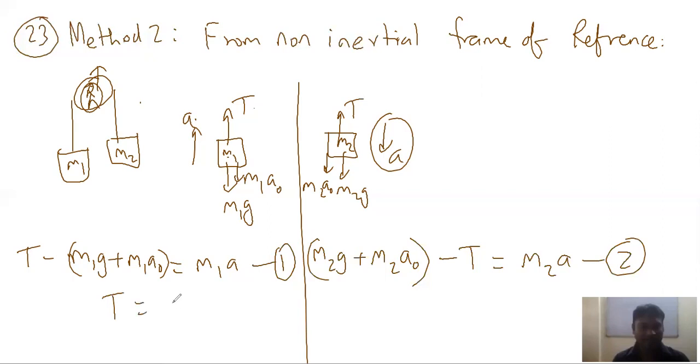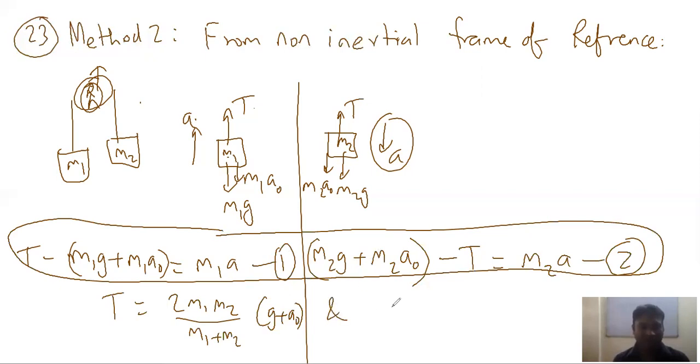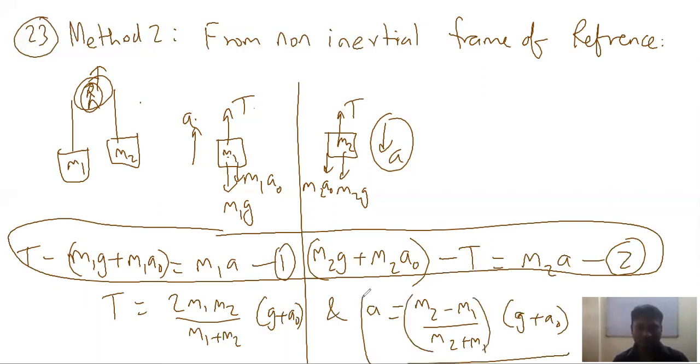I will again get the value of T. It will be 2 M1 M2 upon M1 plus M2 into G plus A0. If I add these two equations, 1 and 2, we will get acceleration A. It will be M2 minus M1 upon M2 plus M1 into G plus A0. So this is how we'll solve this question. On subtracting these two equations, we'll get the value of tension. On adding these two equations, we'll get the value of acceleration. So this is how we solve question number 23.